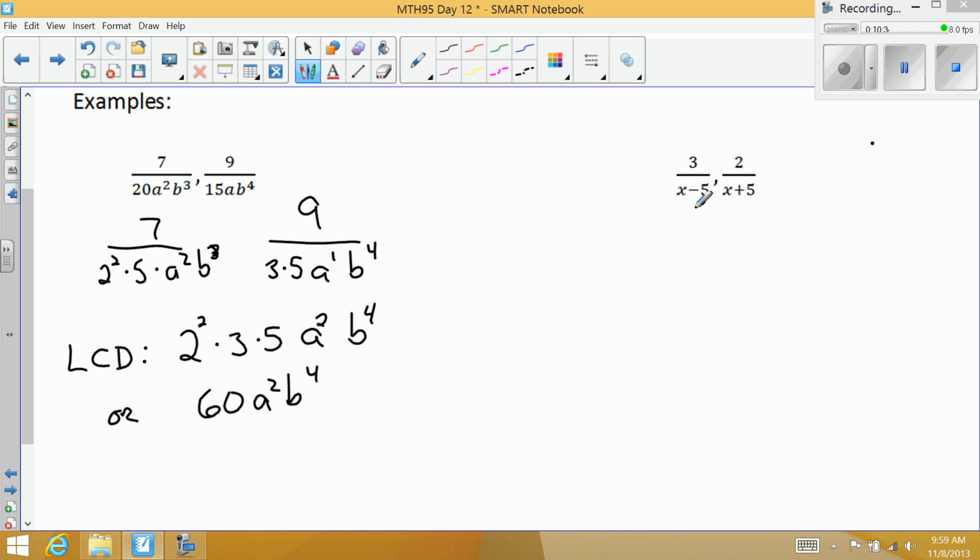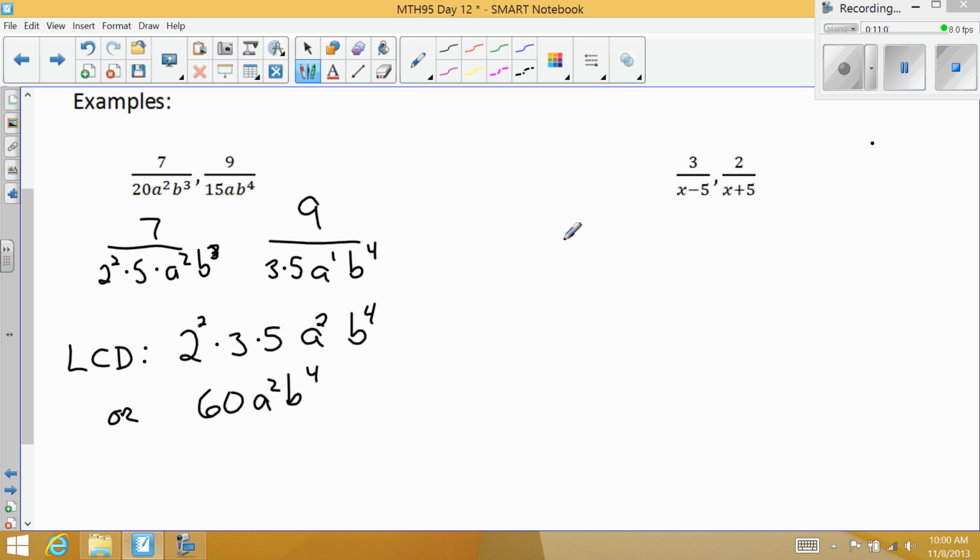Our two denominators are x subtract 5 and x plus 5. And the first thought, I think, to most students is, well, the least common denominator is going to have the x and 5. We've got to be careful here. Think a minute again about the difference between terms and factors. Factors are joined by multiplication. Terms are separated from each other by addition or subtraction. So this x subtract 5 contains two terms, x and 5. And the x plus 5 contains two terms, x and 5. But those are terms, not factors.